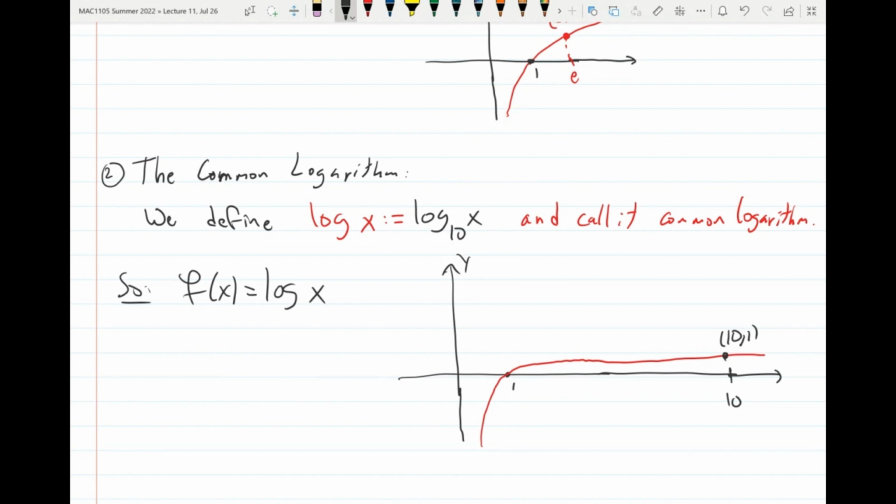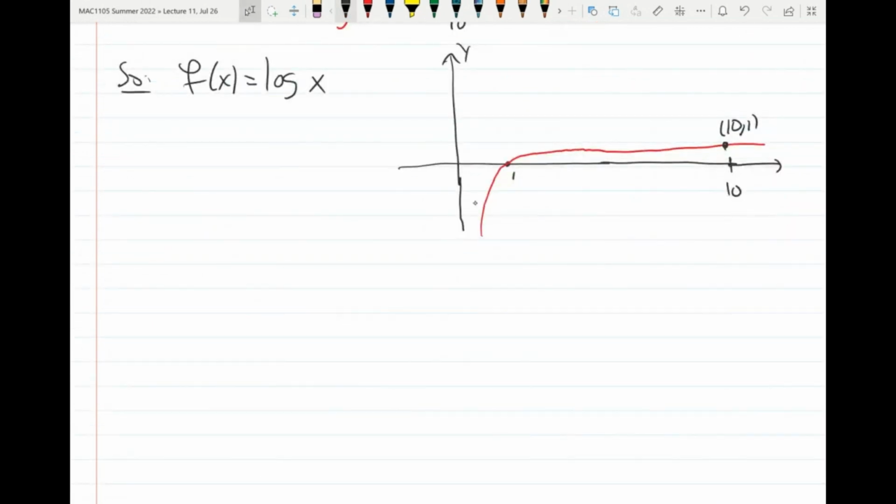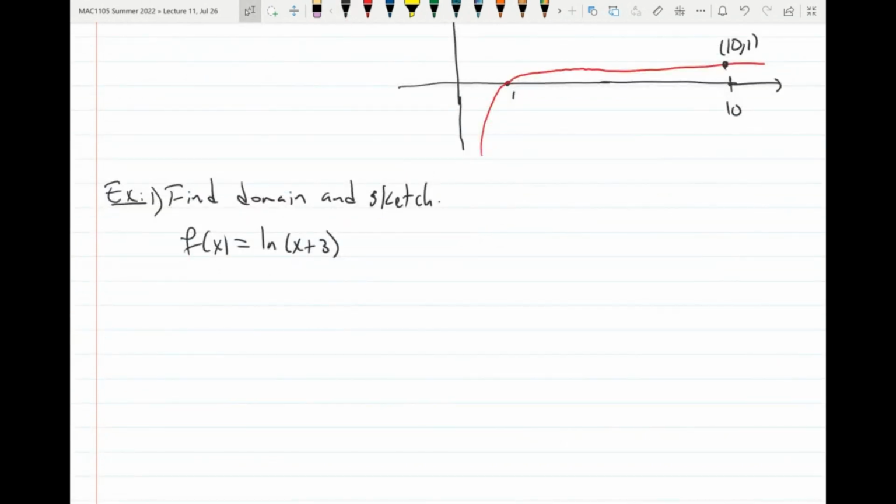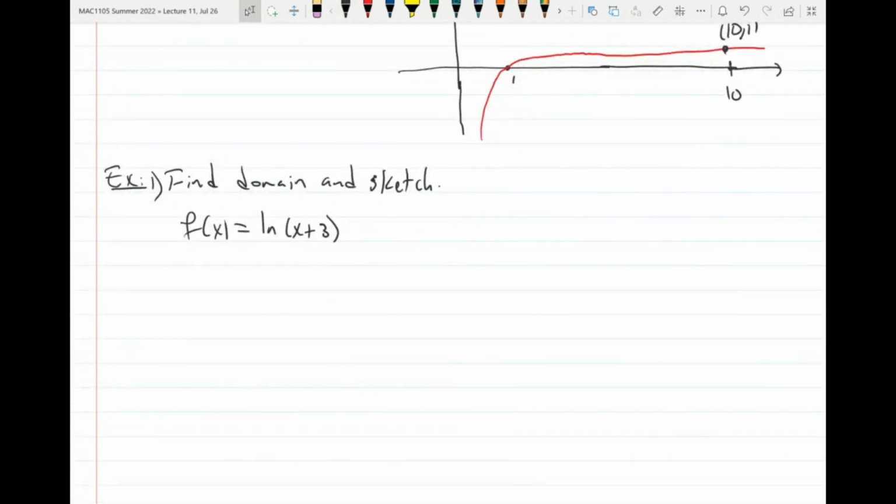Okay, perfect. So I guess as a little example, let's practice finding domain and sketching. So find the domain and sketch. And let's do f of x equals ln of x plus 3. Okay, how do we find the domain of something like this? So let's find the domain without graphing first. So how do we find the domain?